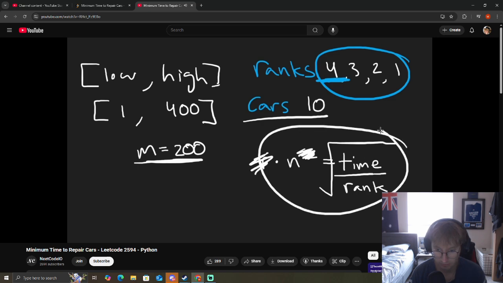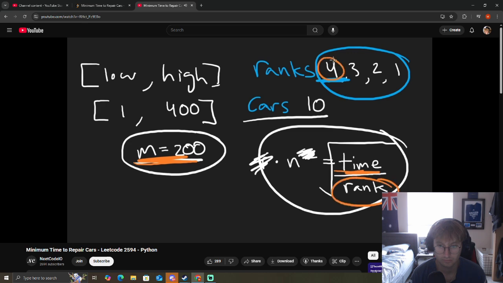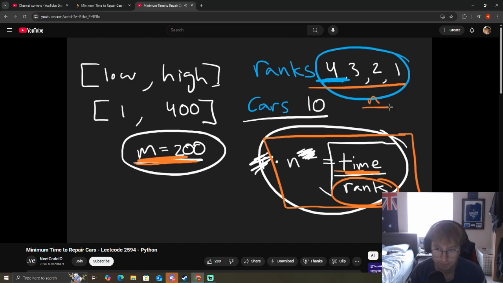Now, what does this represent? It should tell us the number of cars we can do in this much time. So this will be plugged in over here, and then the rank we have to take individually because every individual mechanic is going to be able to do a different amount. So we're going to have to basically calculate this equation n times, well, in this case, n means the number of mechanics. So for every mechanic, we have to calculate this equation.